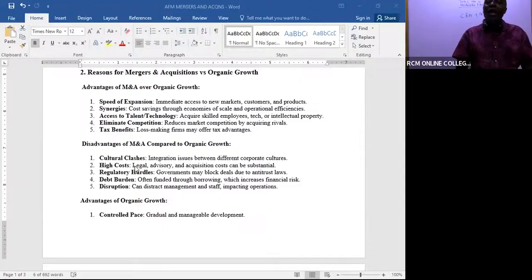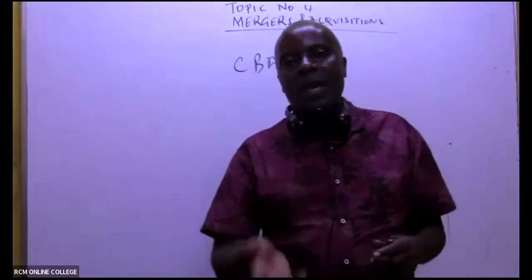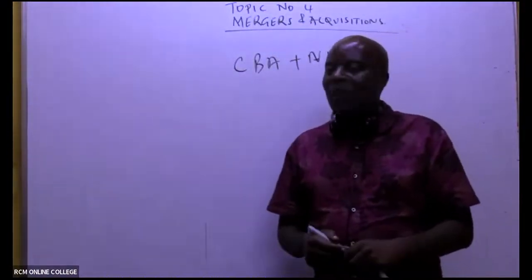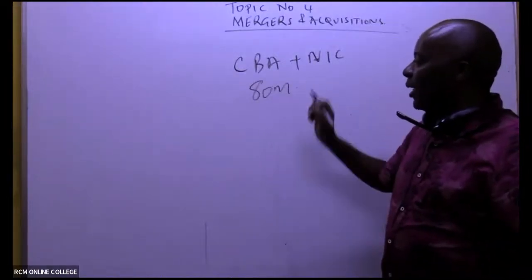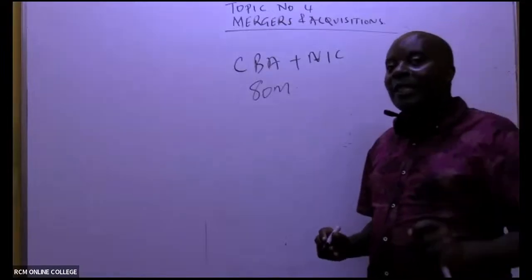Then we have here the disadvantages of M&A: high cost. Acquiring an organization is not a simple thing. First of all, you'll have to pay goodwill. You'll have to pay legal costs. There'll be a lot of advisory, and the acquisition costs can be substantial. Remember when we acquire, for example, a primary school, these guys will tell you, for example, pay 80 million. So you think it is easy.